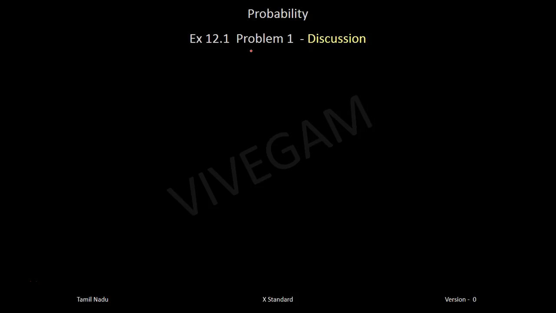Exercise 12.1 Problem 1 discussion. A die is thrown twice. Find the probability of getting a total of 9.